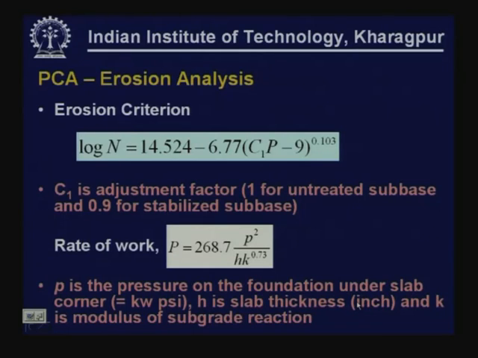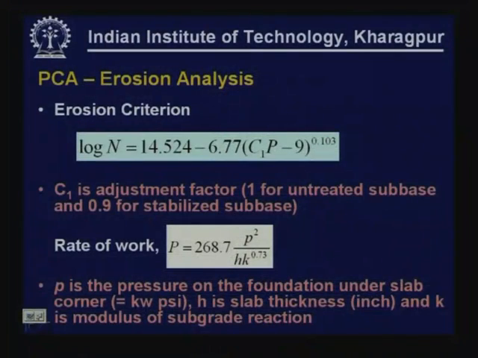This is the erosion criteria that PCA adopts to estimate how many repetitions the pavement can sustain before unacceptable levels of erosion take place, before the slab or the foundation fails because of erosion failure. This is given as log N equal to 14.524 minus 6.77 into C1P minus 9 to the power 0.103.